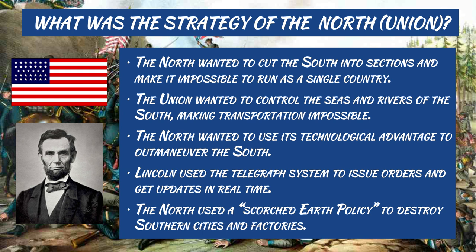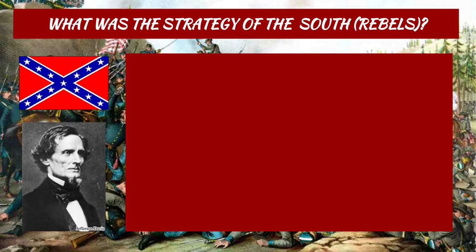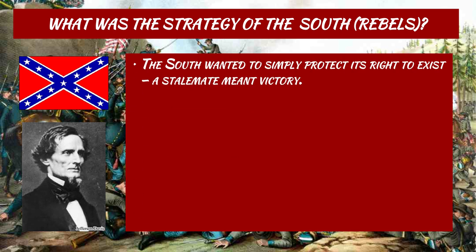And then finally, what was the strategy of the South? The South, like we said, their job was simply to survive. So the Confederacy did have a strategy, and this is what it was. First of all, the South wanted simply to protect its right to exist. So if the South could simply fight to a stalemate, meaning nobody wins, nobody loses, then they've won. That's all they had to do, was make it so the North could not invade them and take them over. They didn't need to invade the North or damage the North. They just needed to survive themselves.